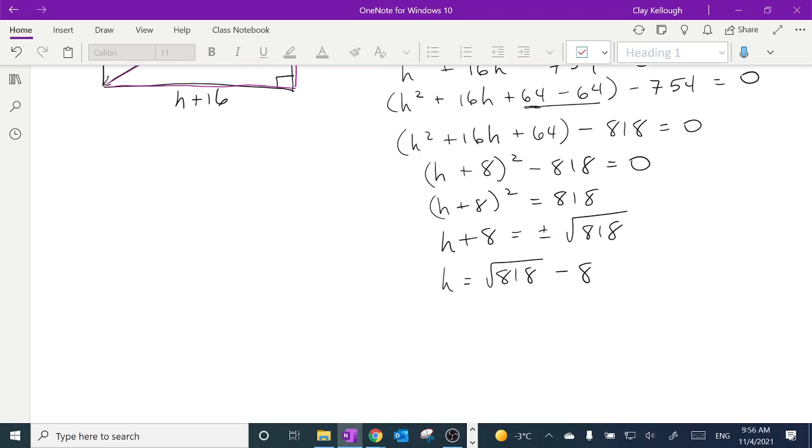I might try to simplify it. Can I simplify that? What's the biggest perfect square in 818? Doesn't have a 4, does it? No, 816 would have a 4. So it doesn't have a 4. Does it have a 9? No, 8 and 8 is 16 plus 1 is 17. It doesn't have a 9. You know what? It might not be simplified, but it doesn't matter. We're going to get a decimal for that. And so I'm going to go to my calculator.